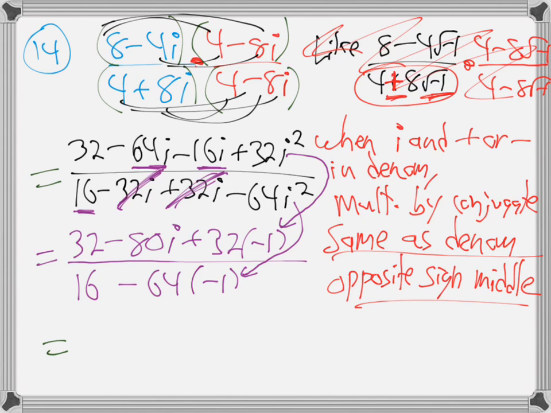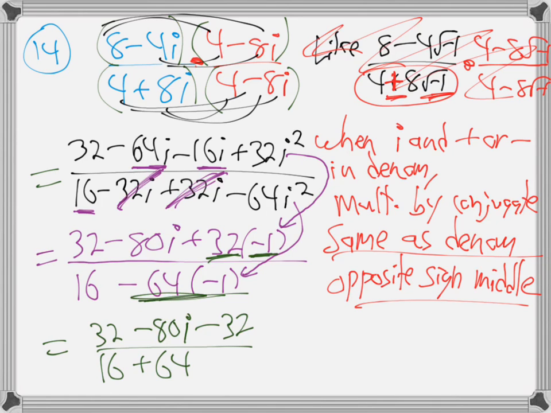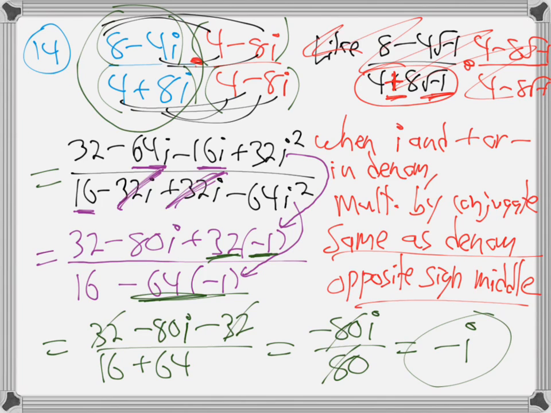And so where does that leave us? 32 minus 80i minus 32, right? Plus 32 times negative 1 was minus 32. The bottom, 16 plus 64, right? Minus 64 times minus 1. So 32 minus 32 minus 80i, over 80. That's minus i? Look at that. That means this big mess they started us with is a fancy way to say minus i. That really simplified, didn't it? Does that make sense?